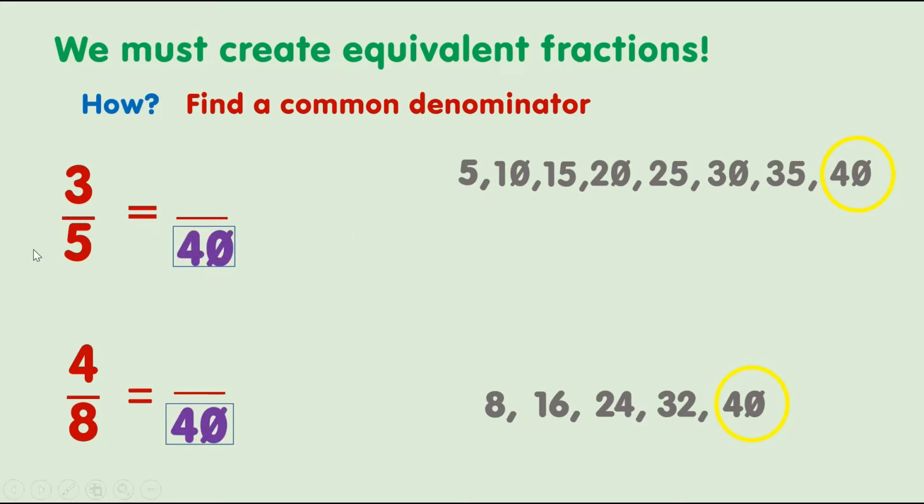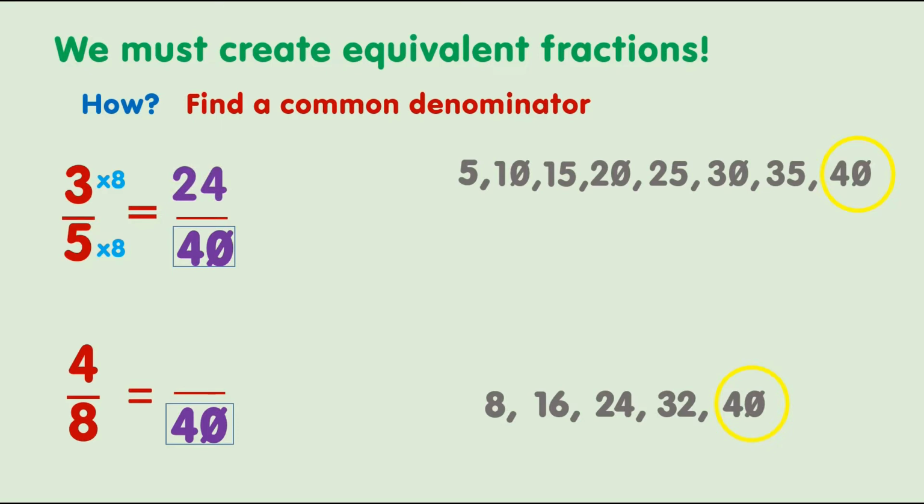Now we should ask ourselves, how did we end up with 40? How did we move from 5 to 40? We moved from 5 to 40 by multiplying 5 with 8. And whatever we are doing to the bottom, we are doing to the top. So we should multiply 3 with 8 and then we get 24.